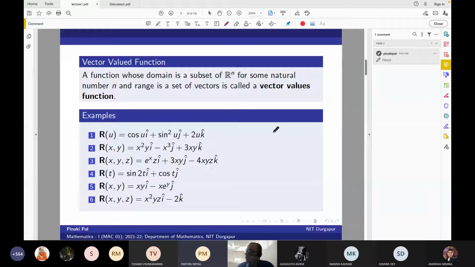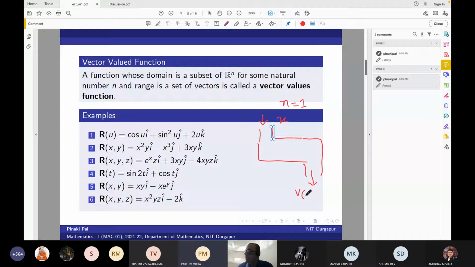Probably all of you know this. You can think that a function is nothing but a kind of machine. So what input do we take? If n is equal to 1, we are in one dimension, we take one scalar, say x. It processes according to the rule of the function and generates some vector, say V(x). Instead of a scalar, it gives you a vector. Sometimes these vectors are functions of two scalar variables x and y, or x, y, z, and many more. The main thing is that the input is scalar, depending on the dimension of the vector valued function: one, two, or three scalars as input, and you get a vector quantity as output. This is called a vector valued function.